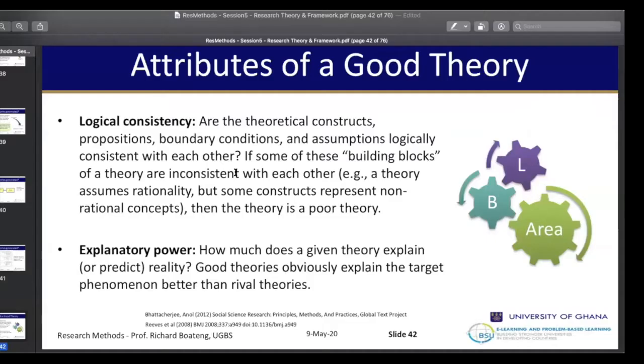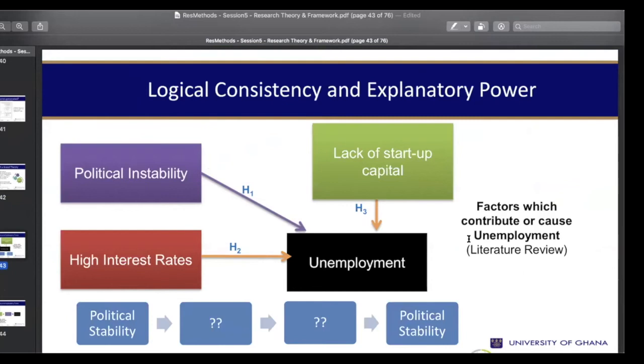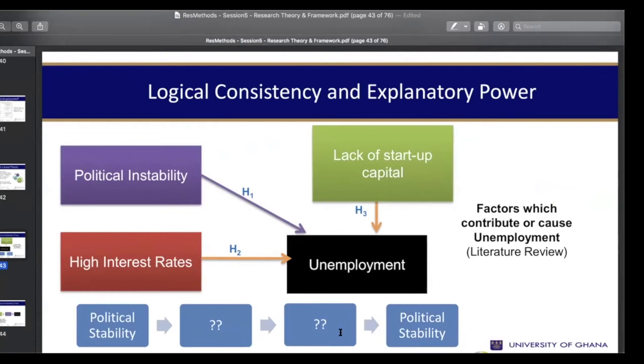Okay, so from there, look at this logical consistency and explanatory power. This author has said that political instability leads to unemployment, high interest rate leads to unemployment, lack of social capital leads to unemployment. But in reality, can political instability just get up and lead to unemployment? That's the question we are asking ourselves. You are conceptualizing it this way, but political instability doesn't have to go through something before it can lead to unemployment.